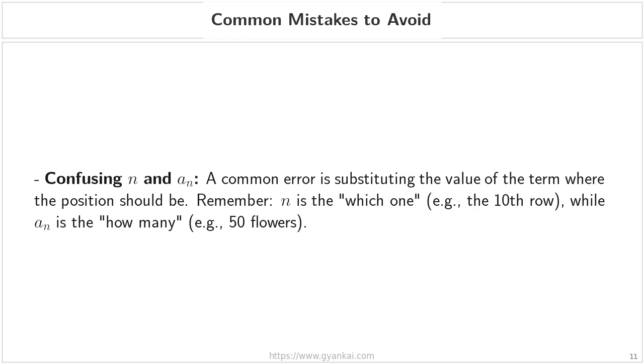First, a very frequent error is confusing n with a sub n. It sounds similar, but they represent completely different things. Think of n as the which one, it is the position or the rank, like saying the 10th row. On the other hand, a sub n is the how many, it is the actual value or the quantity, such as 50 flowers. Always double-check if the question is asking for the position or the value itself.